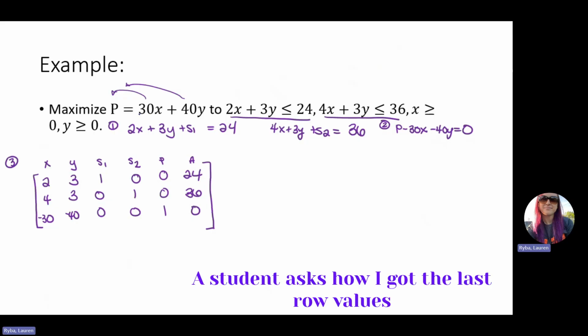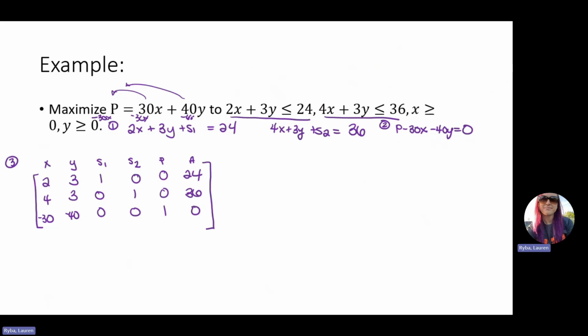I need to get this set equal to 0, so I subtracted these over to the other side. By bringing them over to the other side, then it's equal to 0, and then I can plug them in there. It's always going to be the opposite version of them in this bottom row. So take your x, make it negative, take your y, make it negative, p is 1, answer 0.